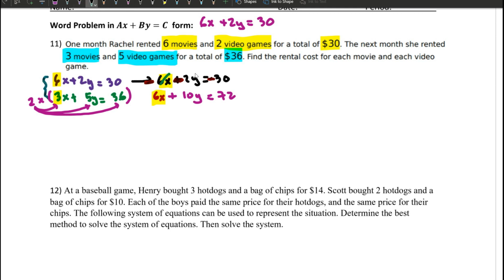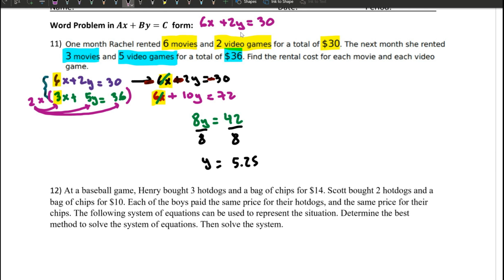We cross out the 6x. -2y plus 10y gives you 8y. 72 minus 30, or -30 plus 72, will give you 42. Divide by 8 on both sides. So 42 divided by 8 gives us y equal to 5.25.